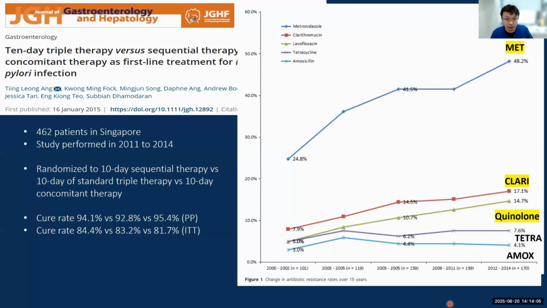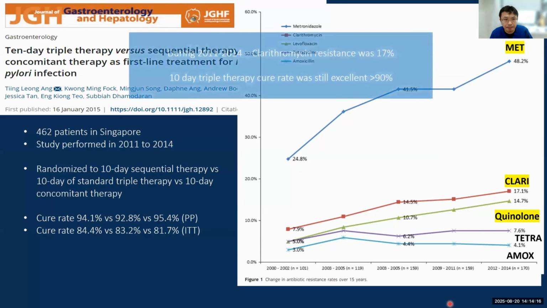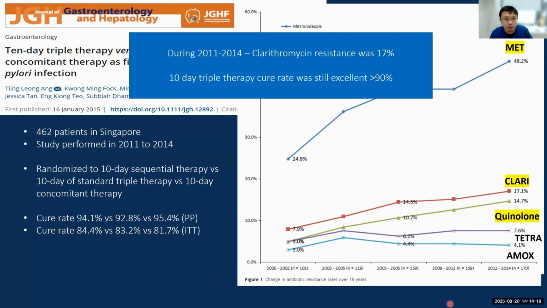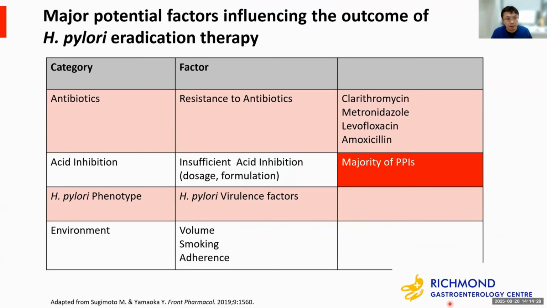And remember, metronidazole has very high resistance, and clarithromycin is probably one of the important determinants of the successful eradication in a first-line therapy. So in 2011 to 2014, the clarithromycin resistance was 17% of all comers. And the 10-day therapy cure rate was still excellent at more than 90%.